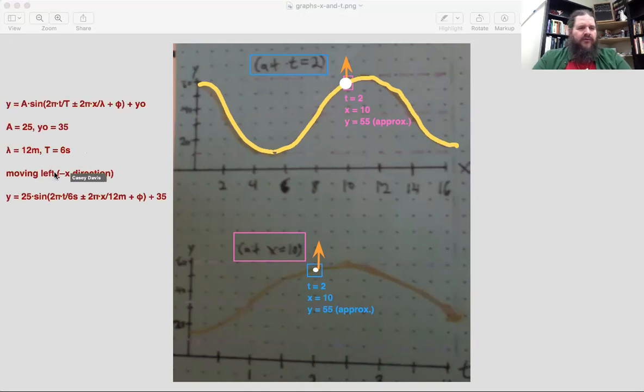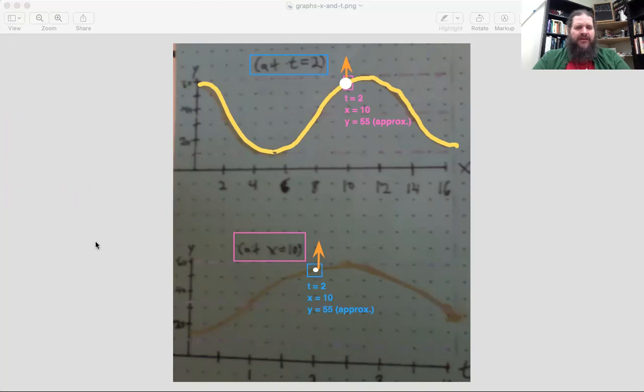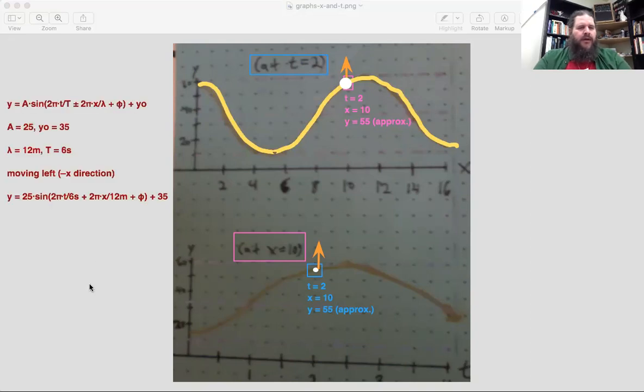All right, so if we know it's moving to the left, the negative x direction, should we use plus or minus in the equation? Plus. Yeah, that should be plus to balance out the negative motion. So at this point, we should now have everything except the phase constant. That's the one unknown left.